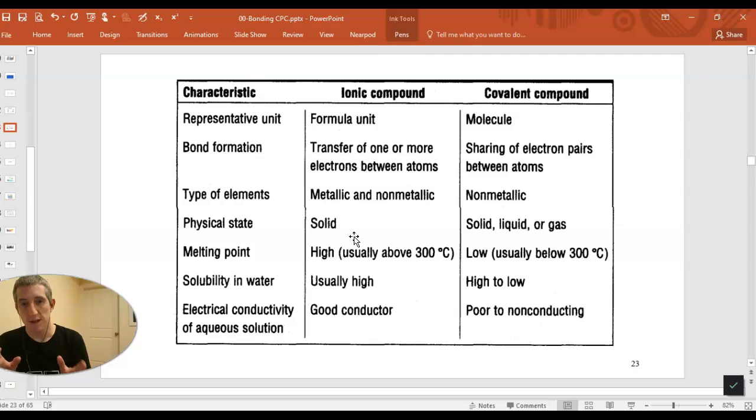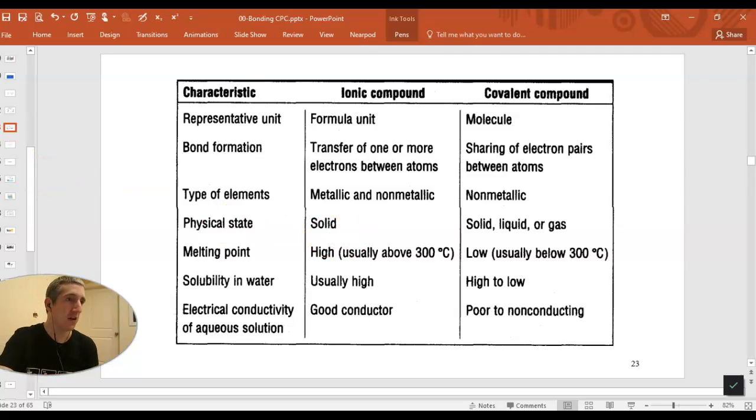The conductivity, though, is a difference, and conductivity is something that can actually demonstrate the electrical conductivity in an aqueous solution. That means dissolved in water. So a solid doesn't conduct unless it's a metal. So both of these, ionic compounds and covalent compounds, do not conduct as solids. But when dissolved in water, ionic compounds are very good conductors. In fact, we use the term electrolytes. Covalent compounds, not so much.